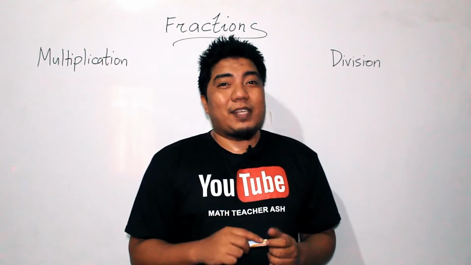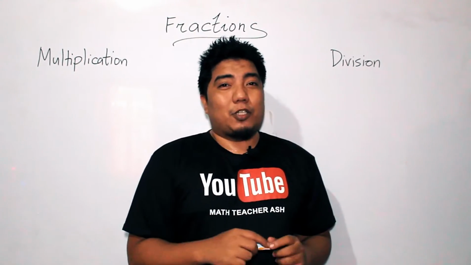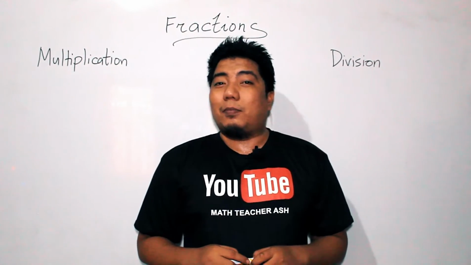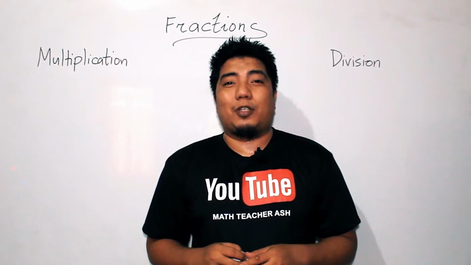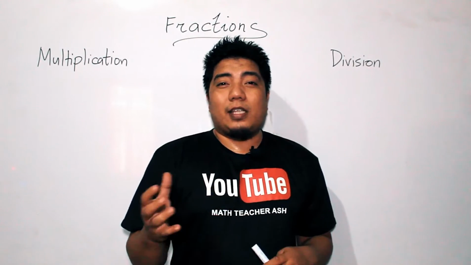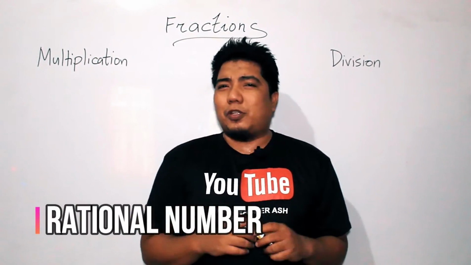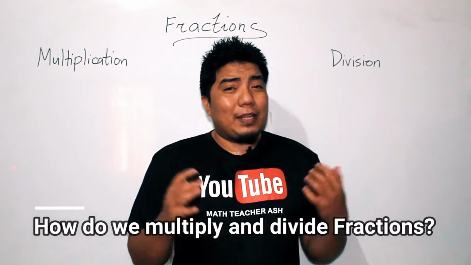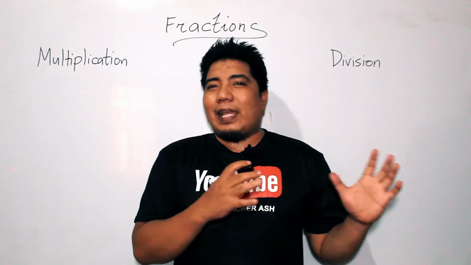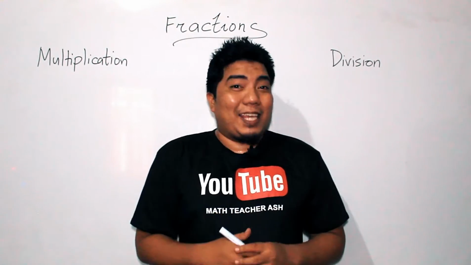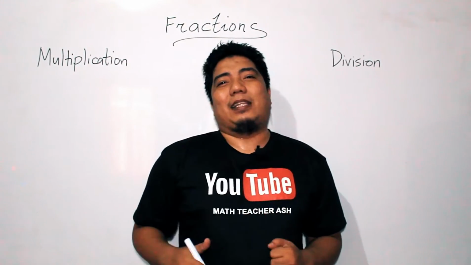Now, as I said in our previous video, a fraction is an example of a rational number. Therefore, this is also under the jurisdiction of rational numbers. The question is, how do we multiply and divide fractions? Multiplying and dividing fractions is basically easier than adding and subtracting fractions.